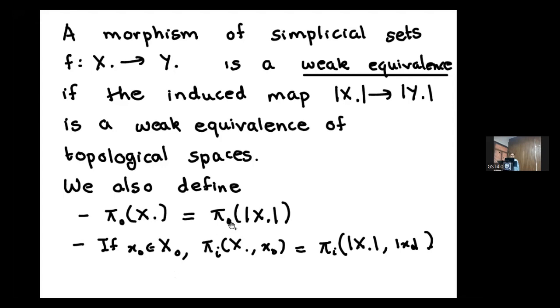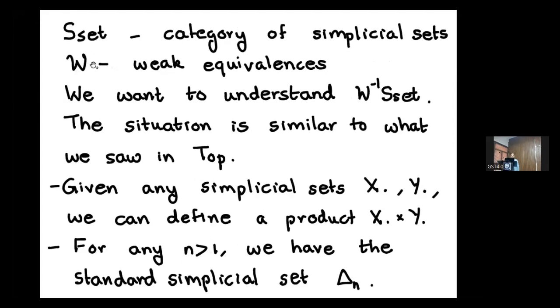Okay, and now, this is the category. I will write the category of simplicial sets as S set, and W is the collection of weak equivalences in this sense. And I want to understand the localization of the category of simplicial sets with respect to weak equivalences. This situation is very similar to what we have done with topological spaces.